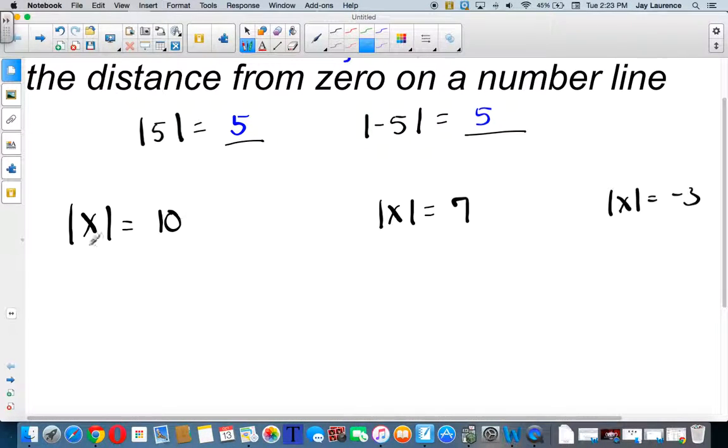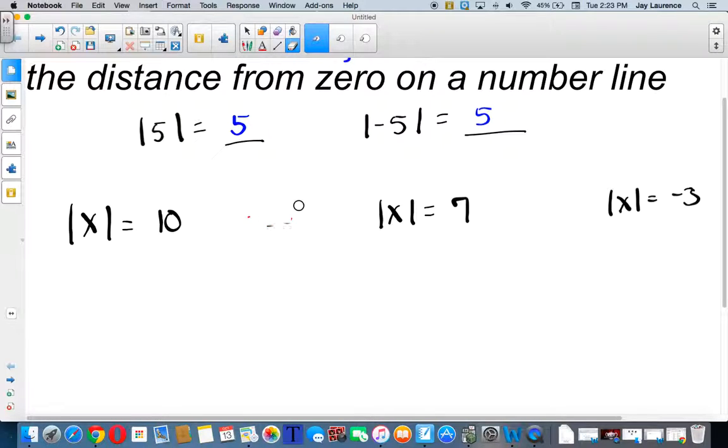All right, we have this problem here, the absolute value of x equals 10. I'm asking you what number is 10 spaces away from 0 on the number line, and you all want to say x equals 10. And you're wrong. You're terribly wrong. No, it's not true.